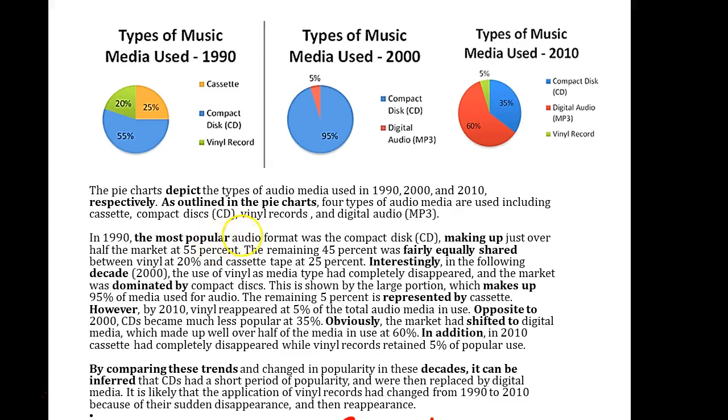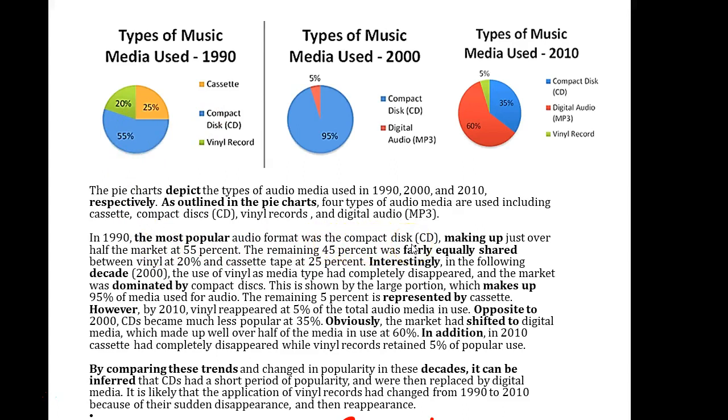So the most popular audio format. Instead of saying the highest percentage was for CD, I can say the most popular audio format was the compact disc or CD. How do I know? Because it's occupying 55% of the market in the 1990s. So we have the CD, this color, 55%. So it's the most popular audio format, the compact disc.